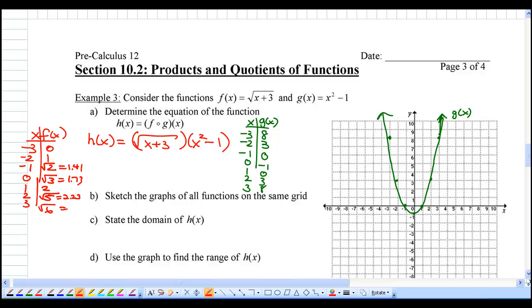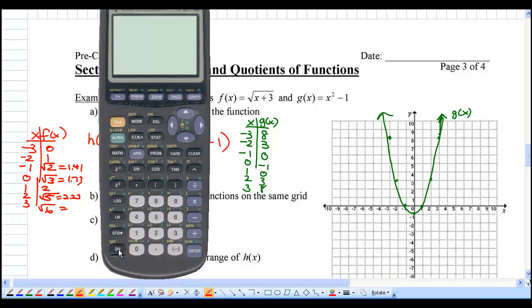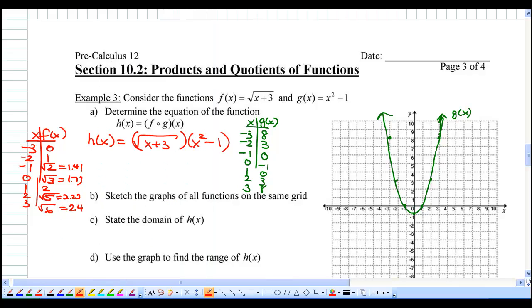I forgot what root 6 was. Let me just quickly pull that up. What's root 6? Not one I use typically, so I forgot. 2.45. Yes, I should have remembered that. My bad. So you can graph these out. Beautiful, beautiful looking things. There's f of x.